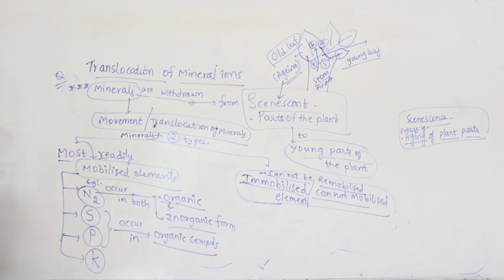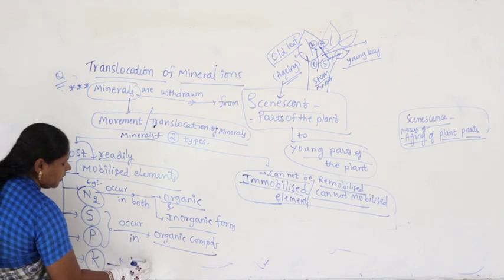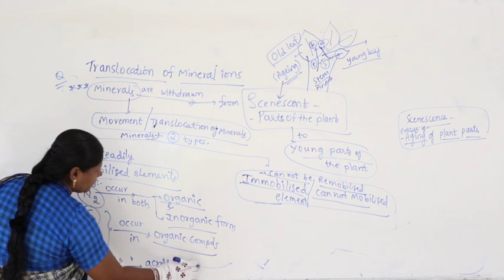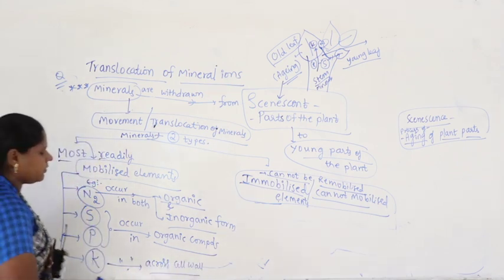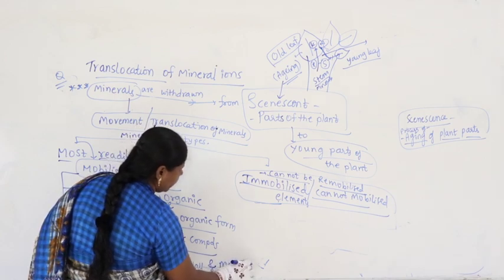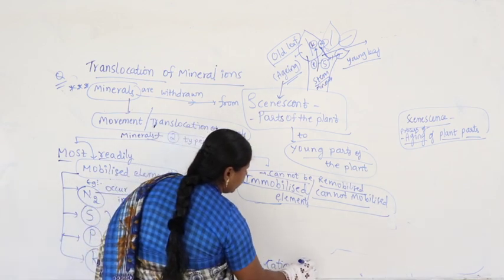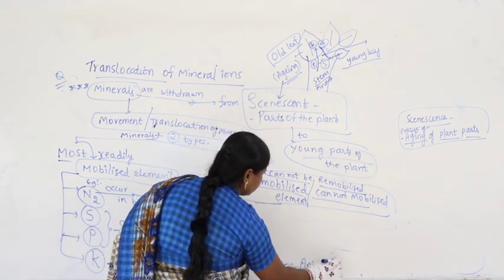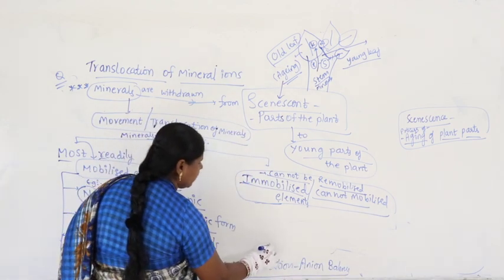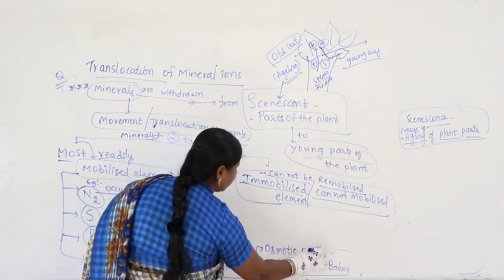We studied, right? Where is this potassium occurring? Across the cell wall, and what does it maintain? Cation and anion balance, as well as osmotic potential of the cell.